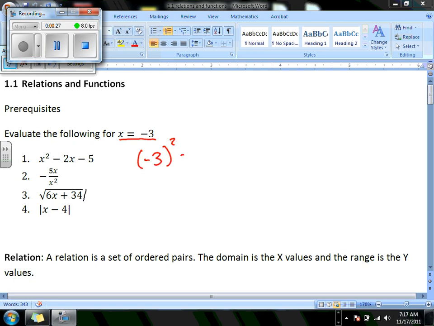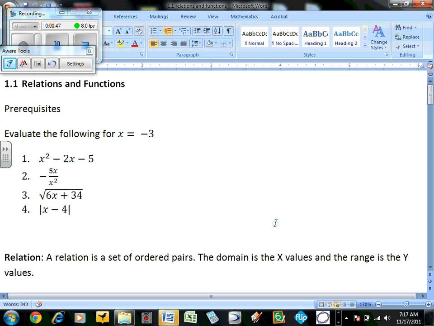So -3 squared minus 2 times -3 minus 5. We do the exponents first. -3 squared is going to be 9. -2 times a -3 is a positive 6 minus 5. This is 1. 9 plus 1 equals 10, right?